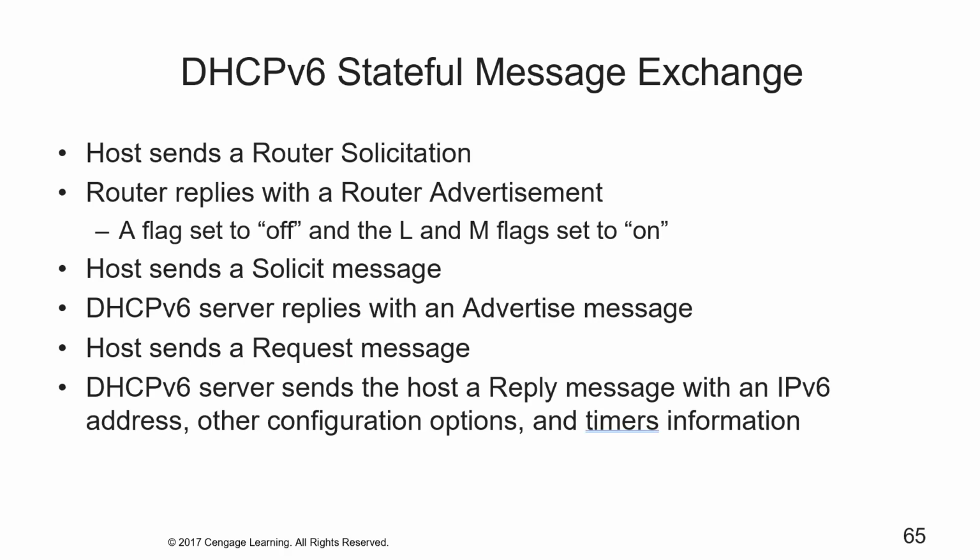So in the DHCPv6 stateful message exchange, the host sends a router solicitation, and the router replies with a router advertisement where the A flag is set to off, and the L and M flags are set to on. The host then sends a solicit message, and the DHCPv6 server replies with an advertise message. The host sends a request message, and the DHCPv6 server sends the host a reply message with an IPv6 address, other configuration options, and timer information.